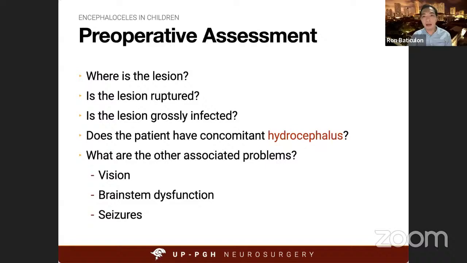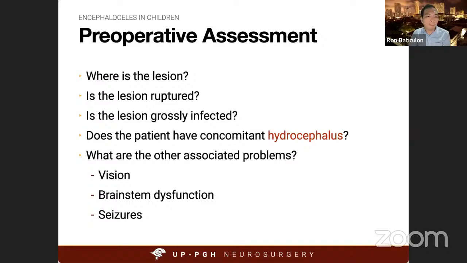In some series, as high as 2/3 of patients would have concomitant hydrocephalus. Now, this is very important to note. Why? Because if you've got hydrocephalus and you don't address it properly, and then you do your repair, the pressure from the hydrocephalus would just result in CSF leak. Your repair would fail and you would get infection, ventriculitis, meningitis, and it would be very hard to pull the patient through. Now, what are the associated problems?